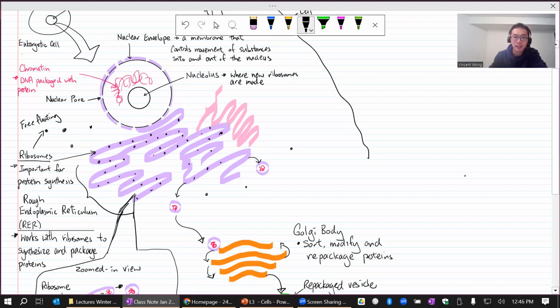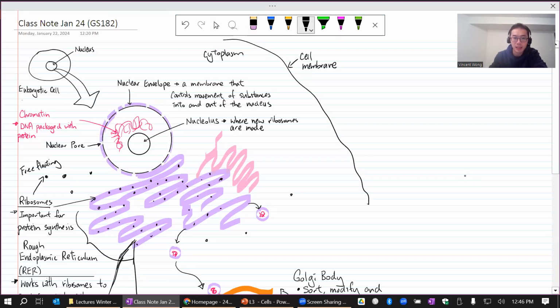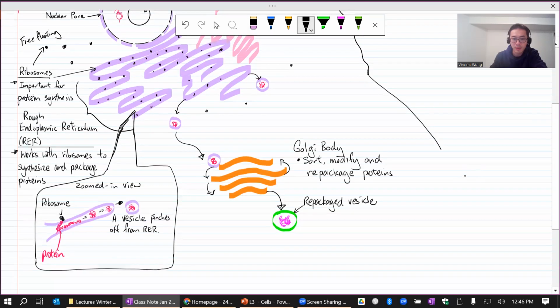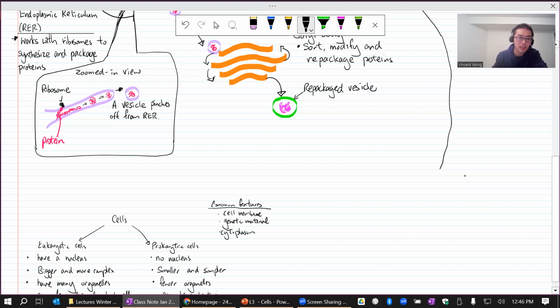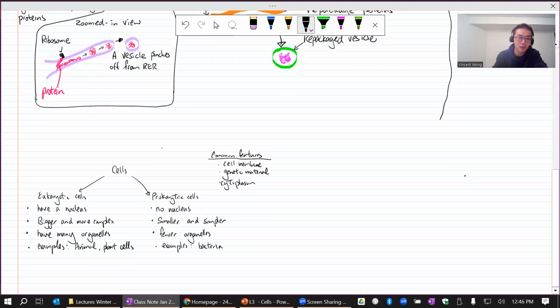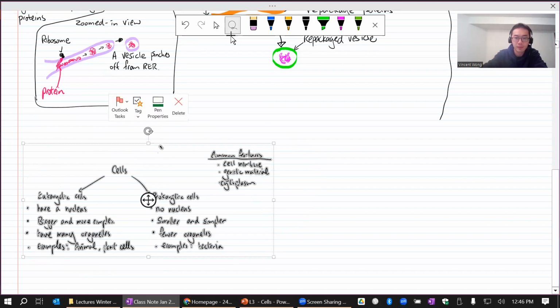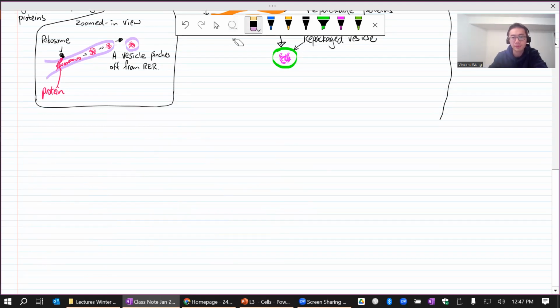Okay. Now I'm gonna make the cell membrane longer here, because I want to show you a few more things. Okay, I guess we don't need this anymore, right? This stuff is just a quick review. I'm gonna erase that. It's kind of in the way. Right, it's all in the notes anyways.